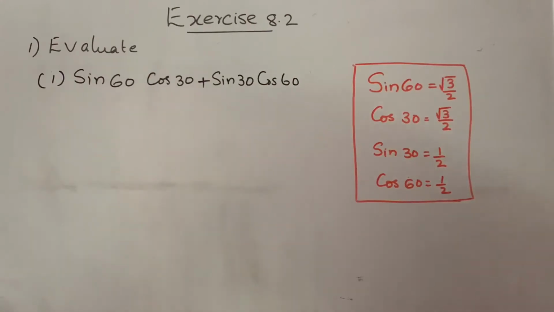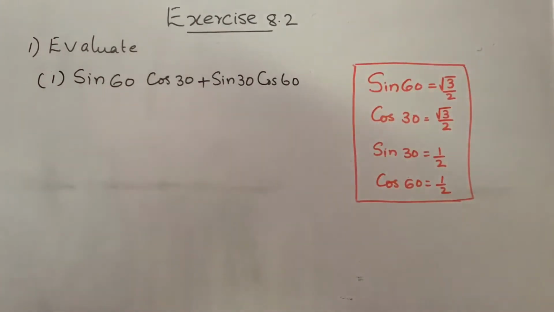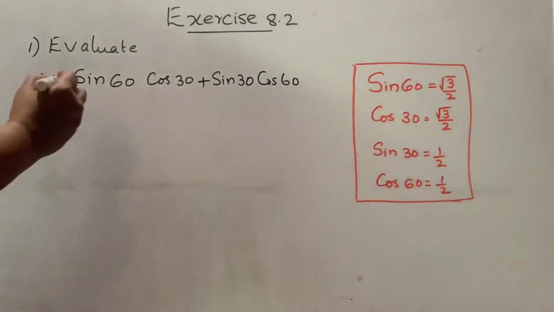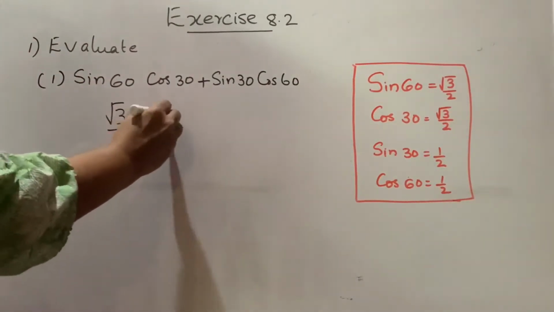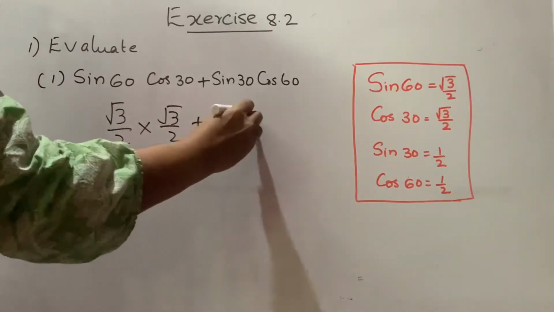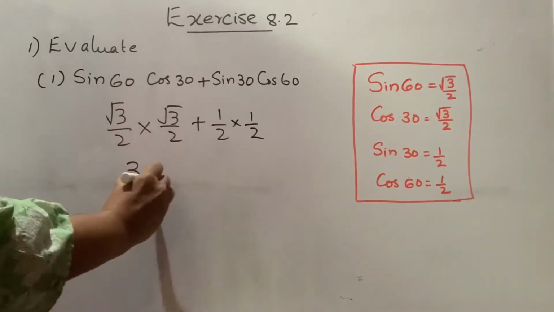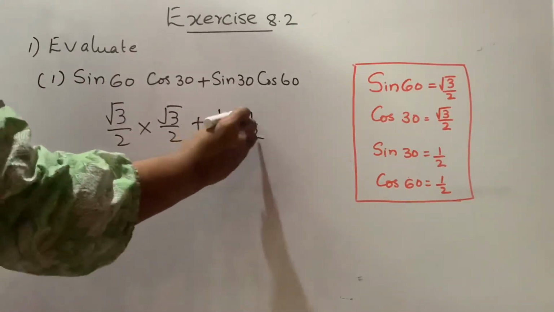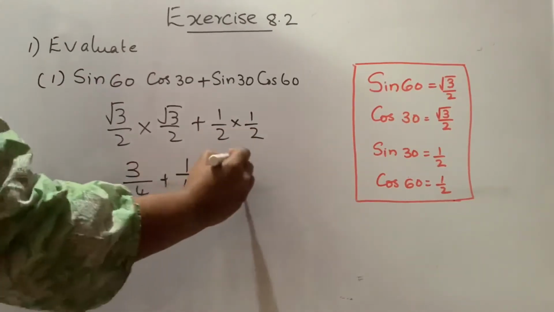Exercise 8.2, question number 1. Evaluate sin 60 cos 30 plus sin 30 cos 60. Substitute the values in the expression. Root 3 into root 3, 3. 2 into 2 is 4. Plus 1 into 1, 1. 2 into 2, 4. It is 3 by 4 plus 1 by 4, 1.